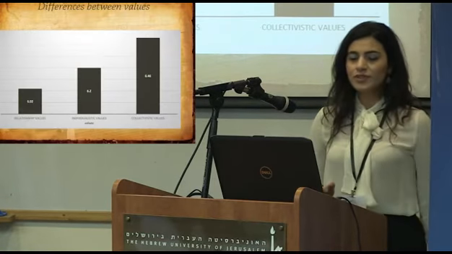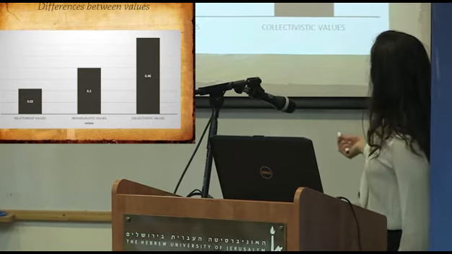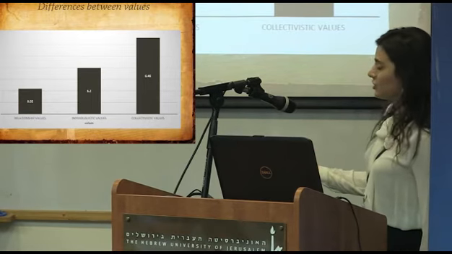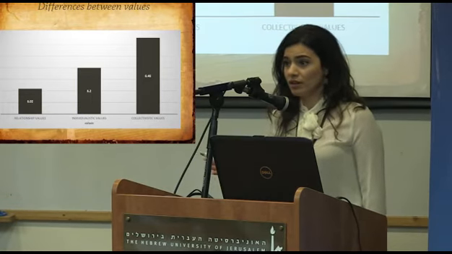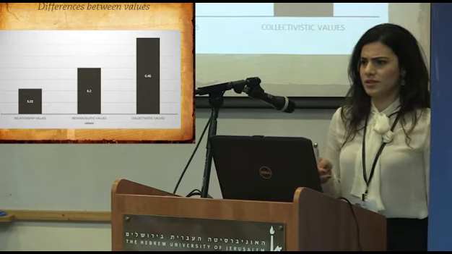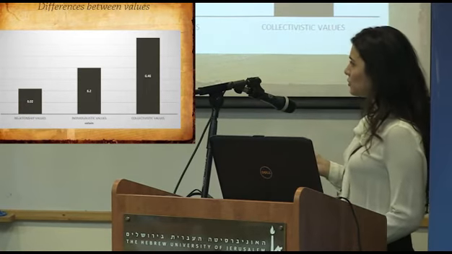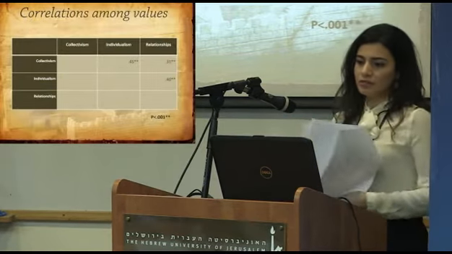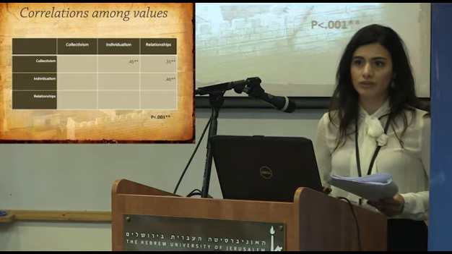So, differences between values, as you see, the highest one is collectivistic values, followed by individualistic values, and the last, relationship values. So, that means that values tend to go together. Some people are value-oriented, while others are not. In other words, a person can be collectivistic values oriented without contradicting with the fact that he can also be individualistic values oriented. For the correlationships among values, all the correlationships were significant, although weak.